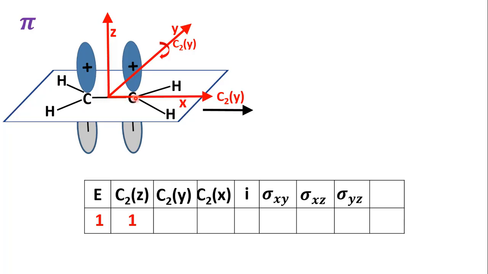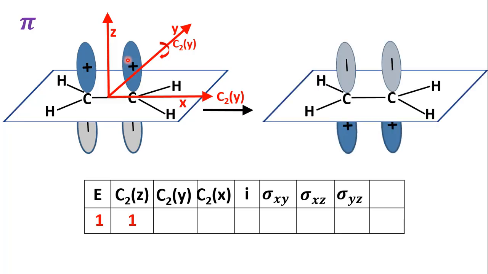carbon atoms, and when you rotate it through 180 degrees, the 2 positive lobes will come to the bottom, and the 2 negative lobes will come to the top. There is a change in the signs, and so you will get minus 1.